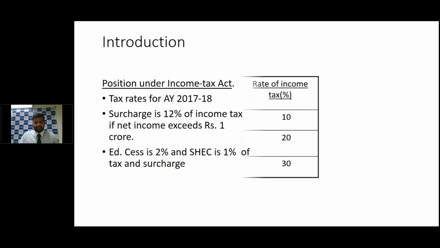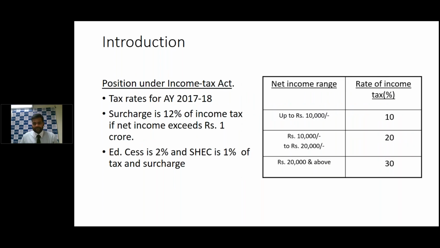Insofar as the tax rate is concerned for assessment year 17-18, slab rates are up to 10,000 at 10%, 10,000 to 20,000 at 20%, and above 20,000 at 30%. Surcharge is at a rate of 12% if the net income exceeds 1 crore, and education cess and secondary and higher education cess at 2% and 1% respectively.